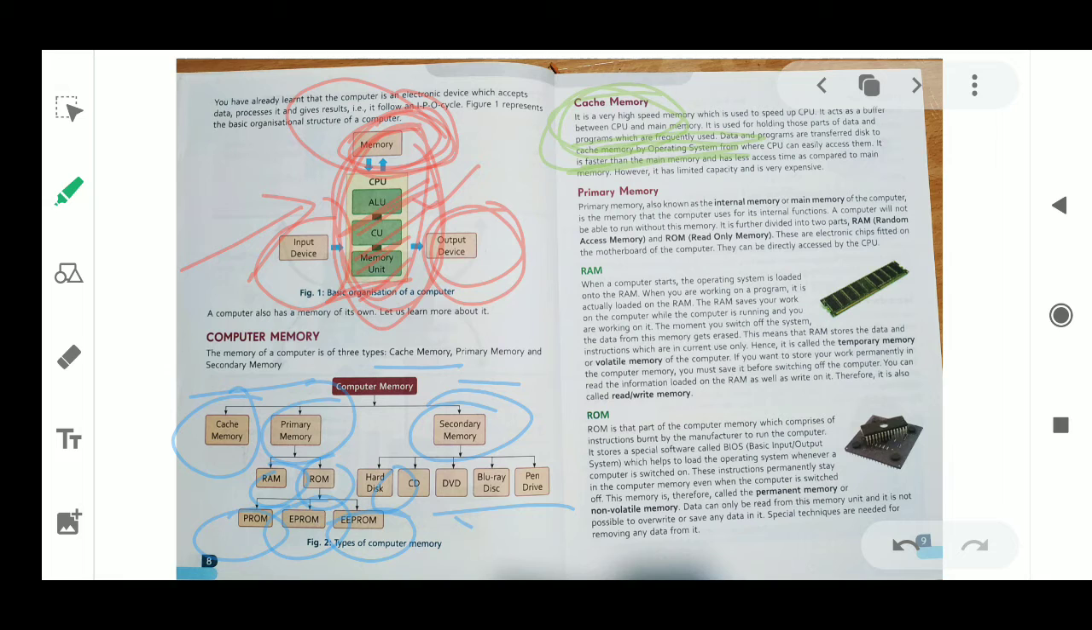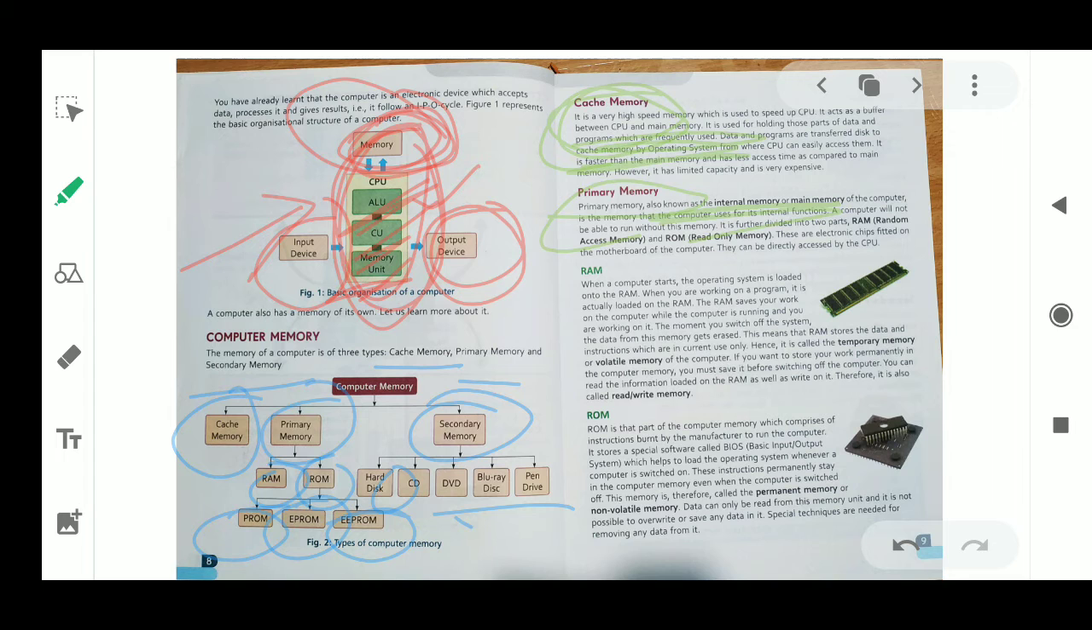This primary memory is also called main memory. As we just discussed, between the CPU and main memory, the cache memory works. This primary memory is also known as internal memory or main memory of the computer. Next, a computer will not be able to run without this memory. If you want to run any computer, there must be primary memory.